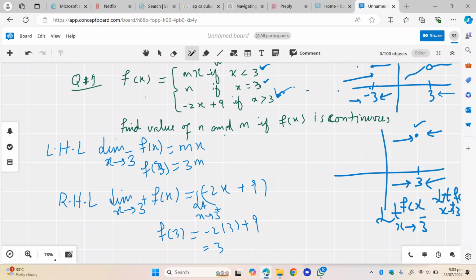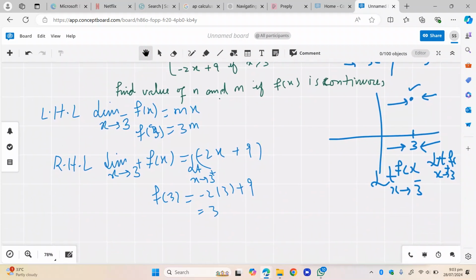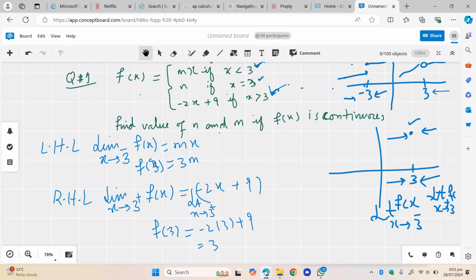Similarly, we can use f of x like it's given here. f of x is equal to n at exactly x is equal to 3. So when x is equal to 3, what will be the value of the function? It will be n.